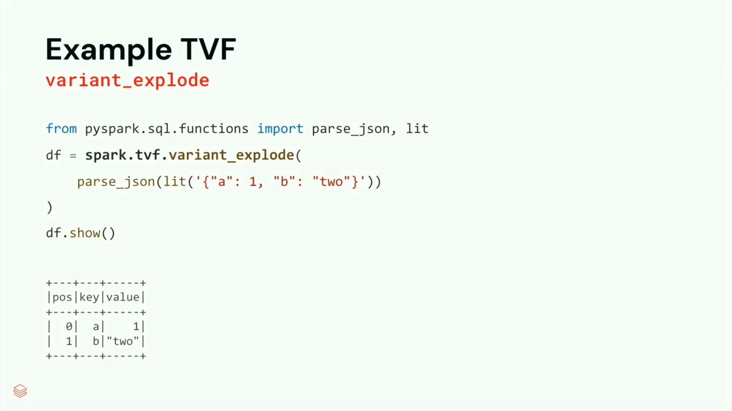Here's a quick example of one of the built-in table valued functions, variant explode. It takes a variant column, in this case created by parsing a JSON string, and returns a table of key value pairs. This is a TVF used as a top-level table. No joins yet, no correlation, just a function that outputs a table directly. And just to note, TVFs are exposed through the spark.tvf namespace. So you call things like spark.tvf.variantExplode to use them from Python. Later, we'll see how to use TVFs within DataFrame pipelines using lateral joins.